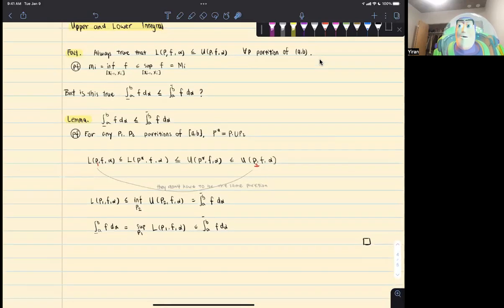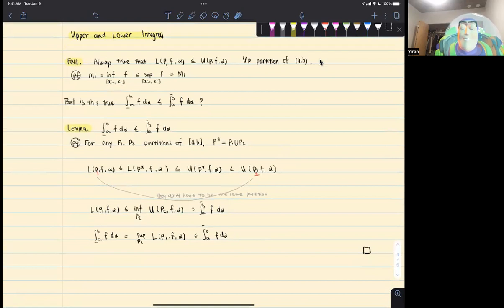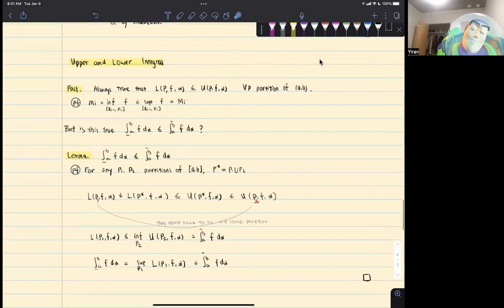Well, we can find a refinement, a common refinement partition, which is a union. And because of this fact, the refined partition will always have this hold, right? And also because of this is refinement, this is the one that is not refined, so this fact, this is fact 2.